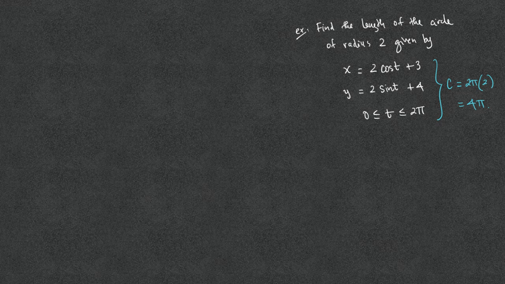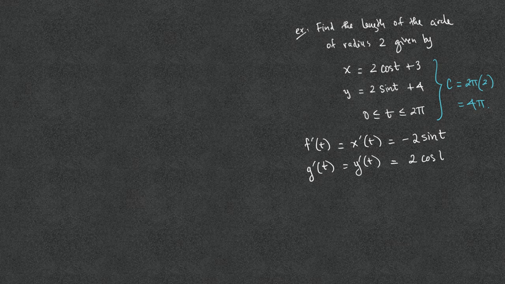But let's confirm the formula. In the arc length formula, we would need f prime of t so that we can square it. f prime of t is x prime of t, which is minus 2 sine t. The derivative of 2 cosine t plus 3 is minus 2 sine t. We would also need g prime of t, which is y prime of t. The derivative of 2 sine t is 2 cosine t.